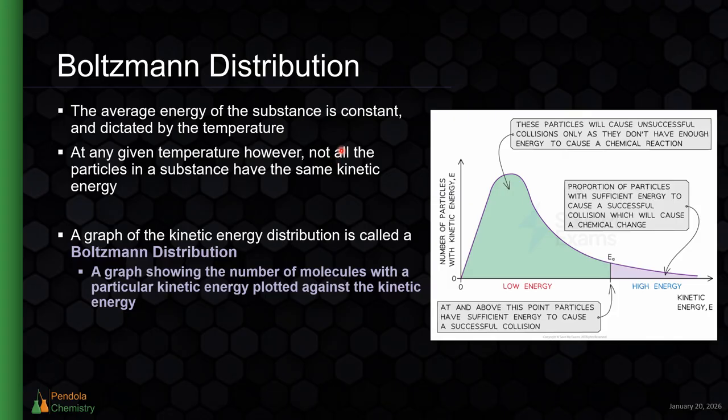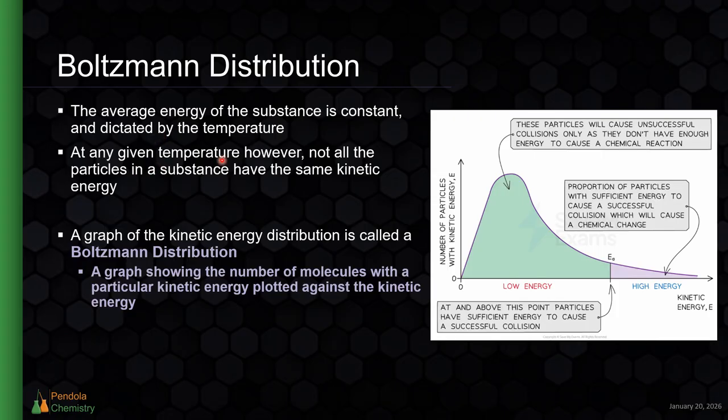The average energy of a substance is always constant and is dictated by the temperature. So whenever we read temperature and it's 20 degrees Celsius or 30 degrees Celsius, that is a measurement of the average kinetic energy of the molecules in a sample. If we're measuring the temperature of reactants that are about to react, we are looking at the kinetic energy of the reactant molecules. At any given temperature, even though the temperature is the average kinetic energy, that average goes up with higher temperature and down with lower temperature.